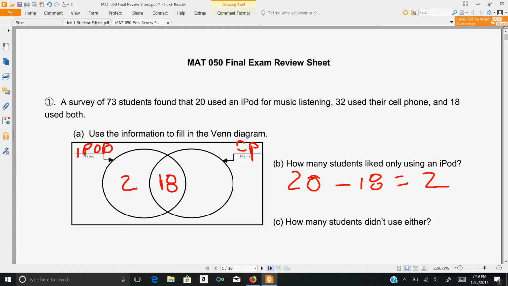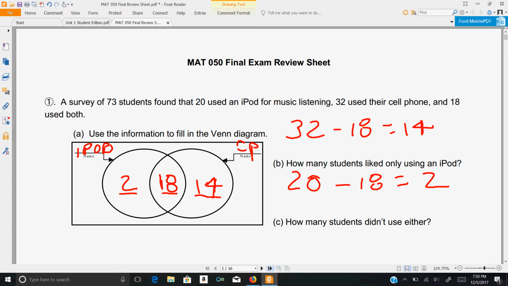And likewise, for the ones who just use the cell phone, there are 32 students who use the cell phone, but 18 of those also use the iPod. So we do 32 minus 18, which equals 14. So we know there are 14 students who only use the cell phone. And we notice in the Venn diagram, you can only be one place. If you use both, you have to be in the overlap between the two circles. If you use just the iPod, you have to be in this circle. And if you use just the cell phone, you have to be in this circle.